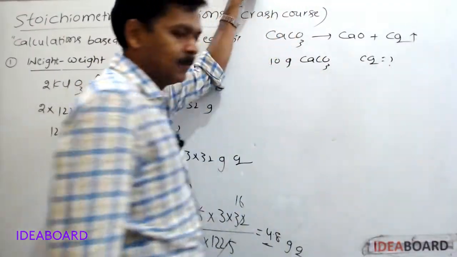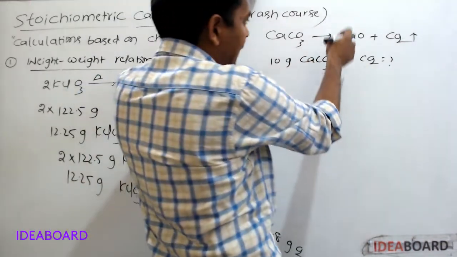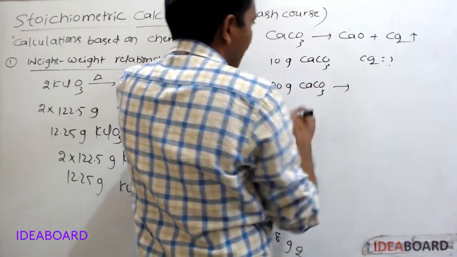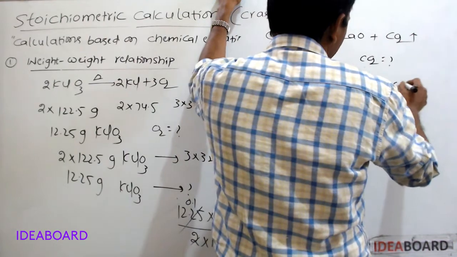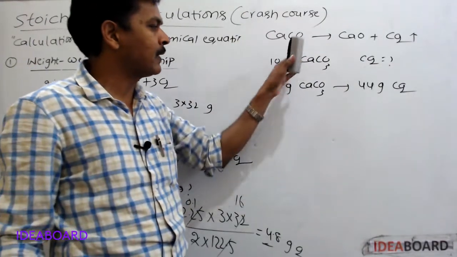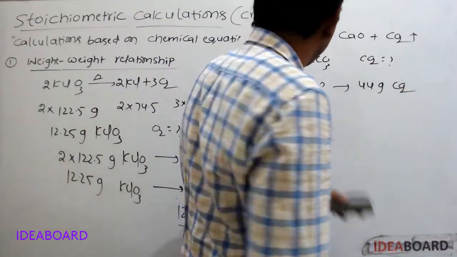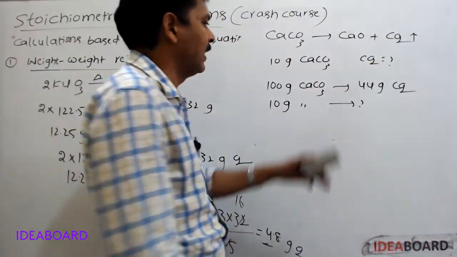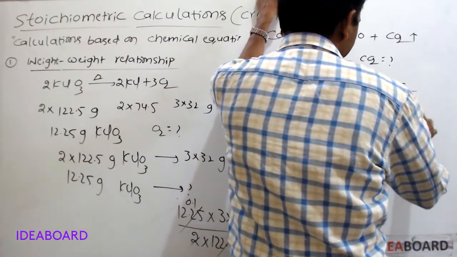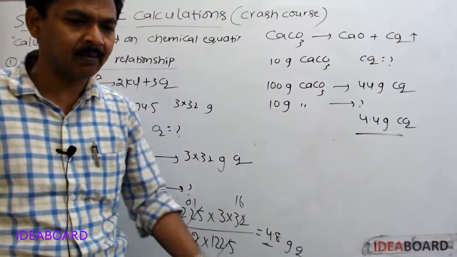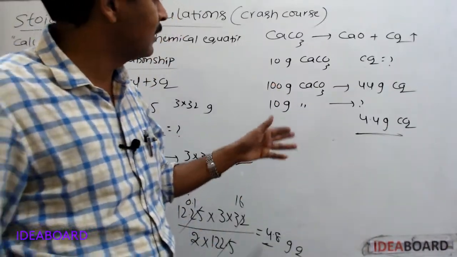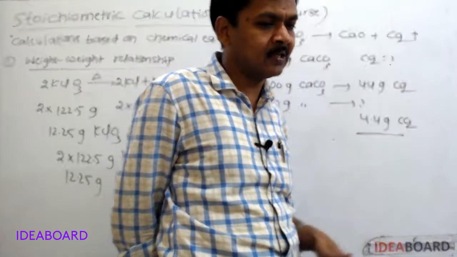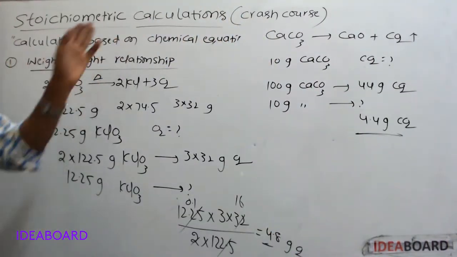First, we should write the chemical equation. Calcium carbonate on heating, calcium oxide plus CO2 are formed. 100 grams of calcium carbonate on heating liberates 44 grams of carbon dioxide. Then 10 grams calcium carbonate on heating liberates how much of carbon dioxide? Just 4.4 grams of CO2 gas will be liberated. So these are the problems based on weight-weight relationship. Calcium carbonate weight is given, we should calculate weight of carbon dioxide.